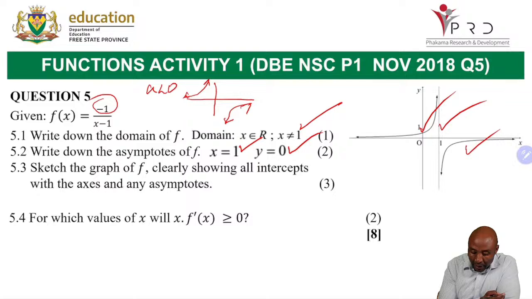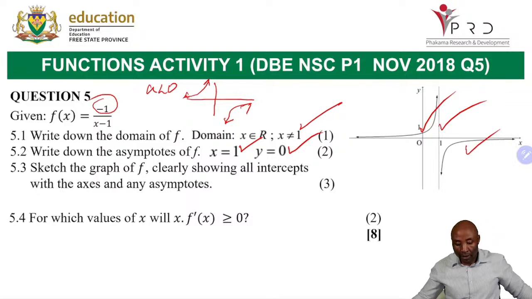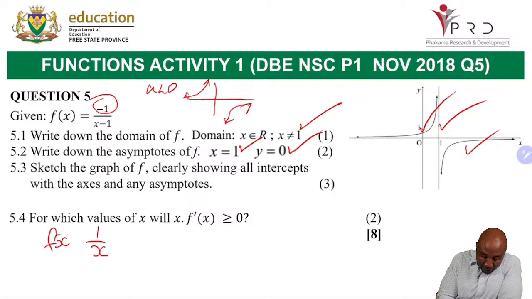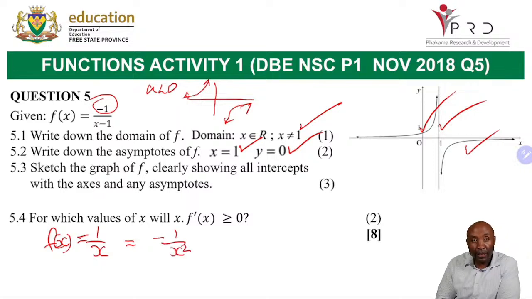For which values of x will x times the first derivative of x be greater than or equal to 0? Please note, this is an interpretation question. You must know what it means. So remember, from our laws of derivatives, the derivative of 1 over x, if I have f of x, this becomes negative 1 over x squared. That is the derivative. So you must know that concept.